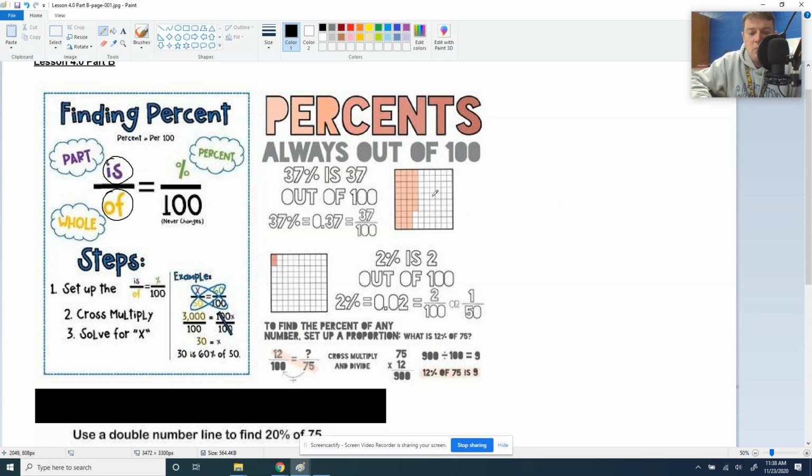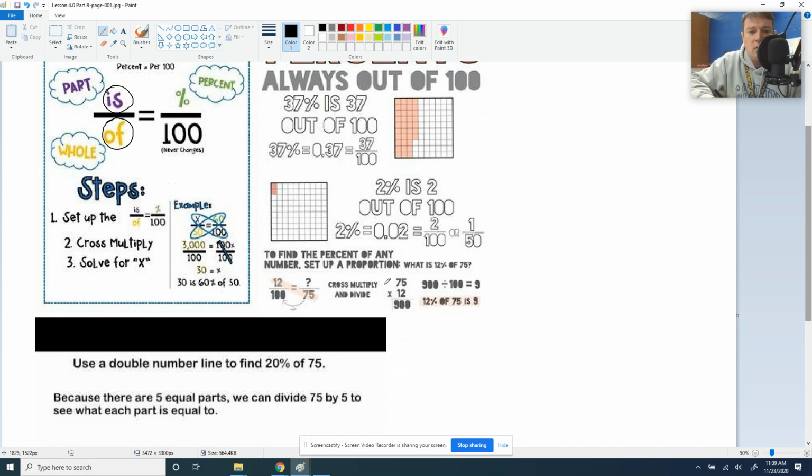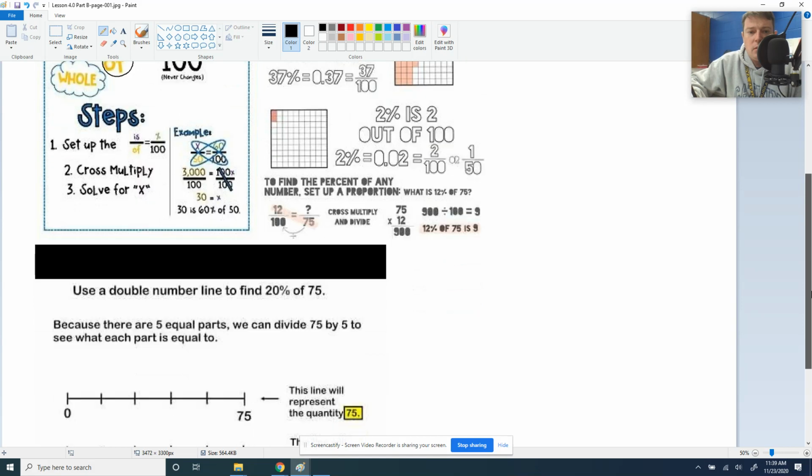You can also have visuals, like we're going to look at one today of a double number line. And you can look at, okay, it's a number out of 100. So how many of the shaded boxes out of the 100 are filled for 37%, 2%, and so on and so forth. It also mentions cross multiply and divide. So I might mention that strategy as well for the percent proportion.